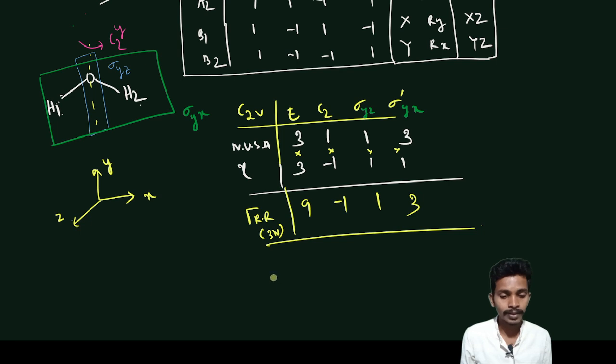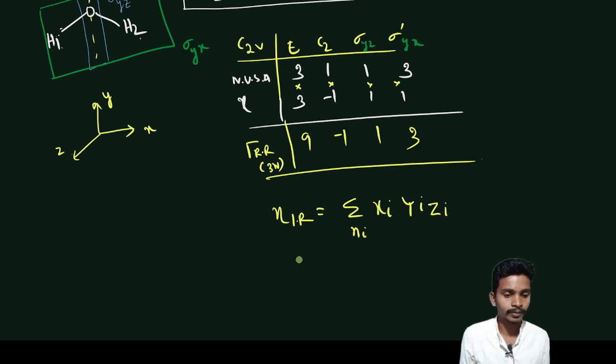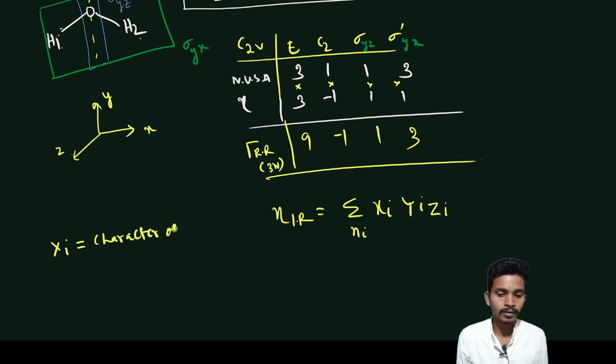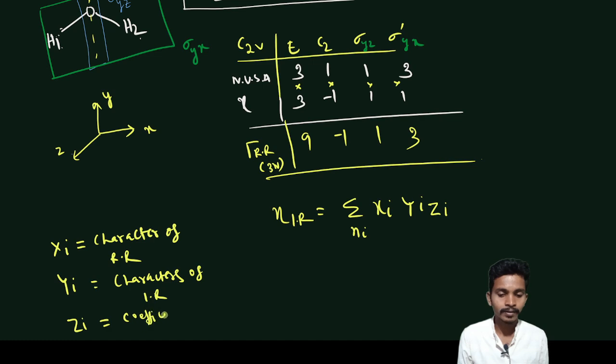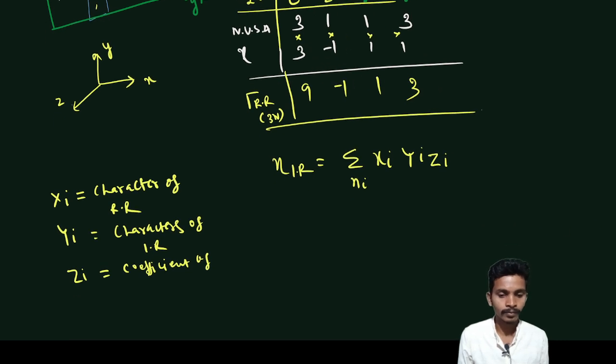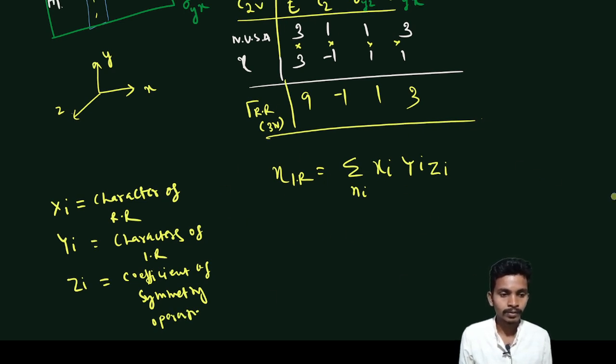The formula of irreducible representations is the summation of ni, xi, yi and zi, where xi is the characters of reducible representations, yi is the characters of irreducible representations, and zi is the coefficients of symmetry operations or symmetry elements. So let's calculate.